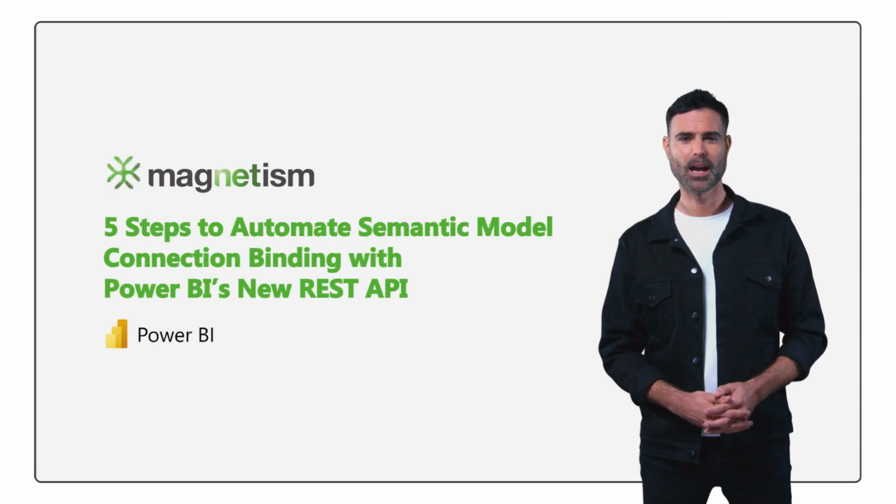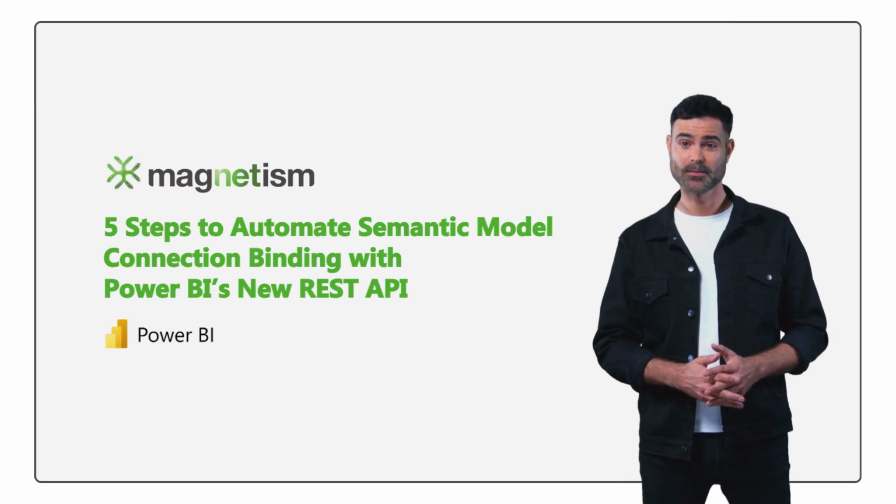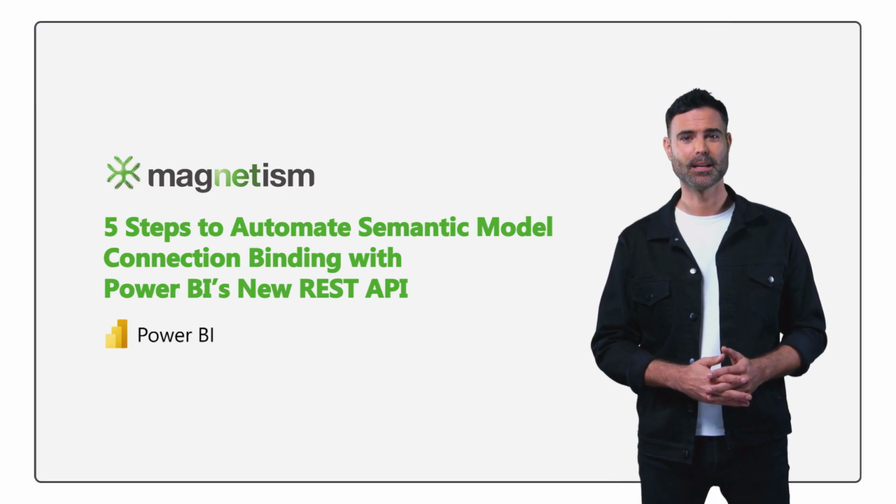New in Power BI, Fabric REST API for semantic model connection binding. Microsoft has introduced a new Fabric REST API that lets you programmatically bind semantic models to data connections, making it easier to automate migrations, manage data source changes, and streamline BI operations. Here's a quick overview of the 5 key steps to use the API.